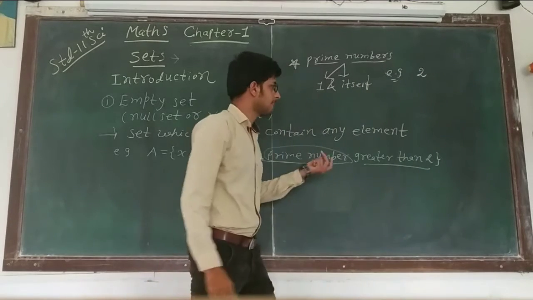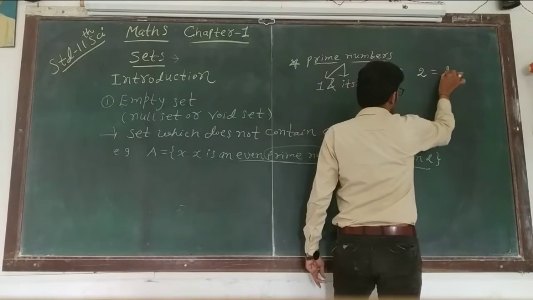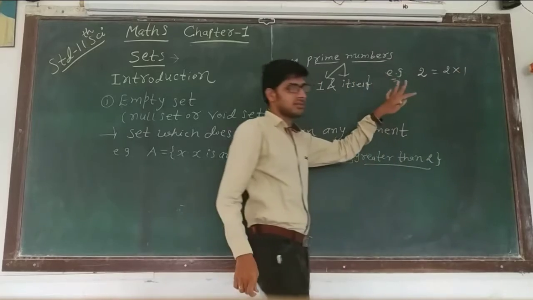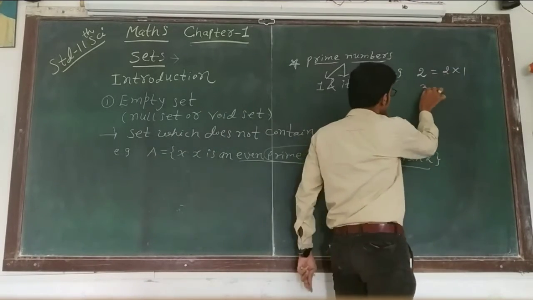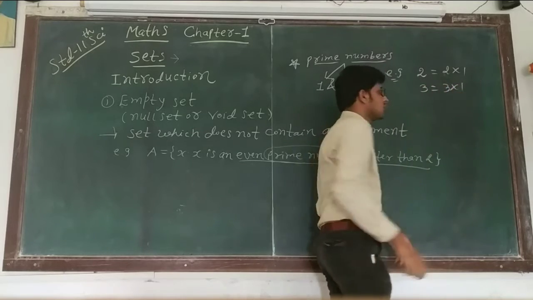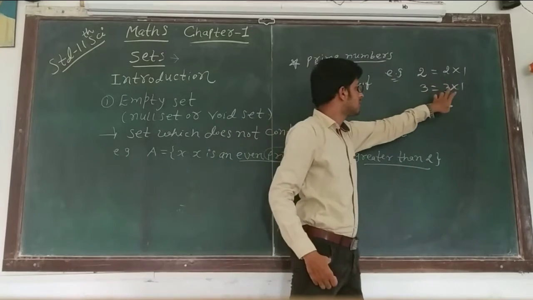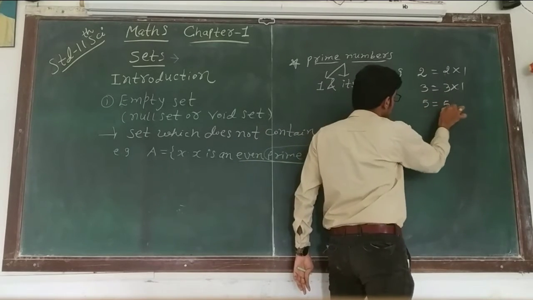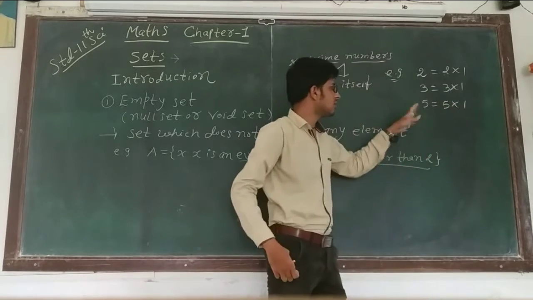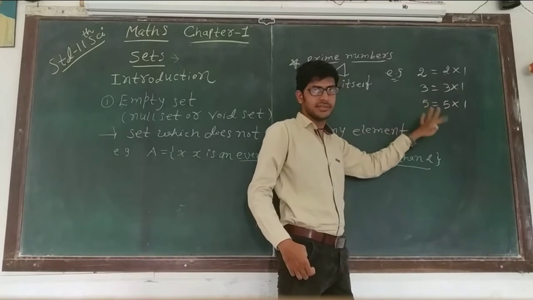Example, 2. Find out factors of 2. So 2 ones are 2. So there are only two factors: 1 and itself, 2. 3 ones are 3. So again there are two factors: 1 and itself, 3. Next, 5 ones are 5. So again two factors: 1 and 5 itself.